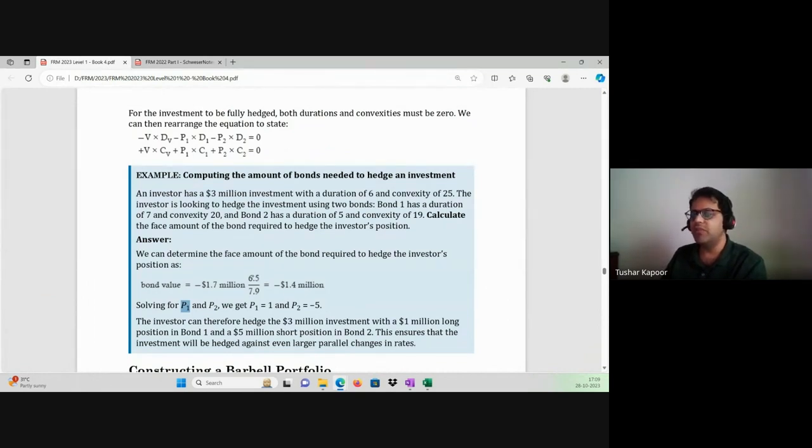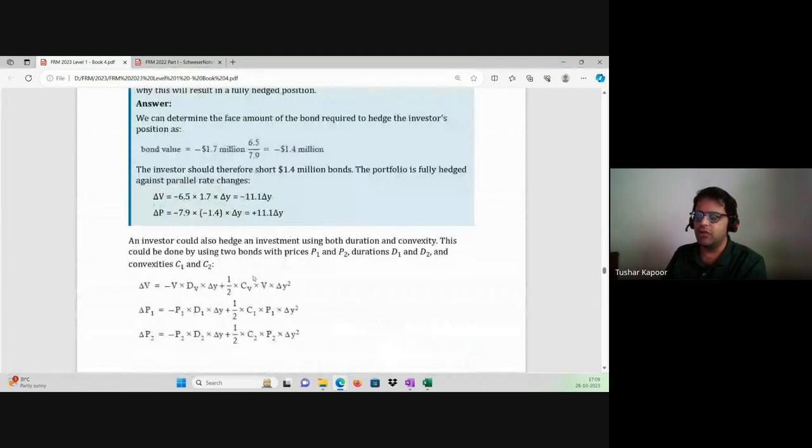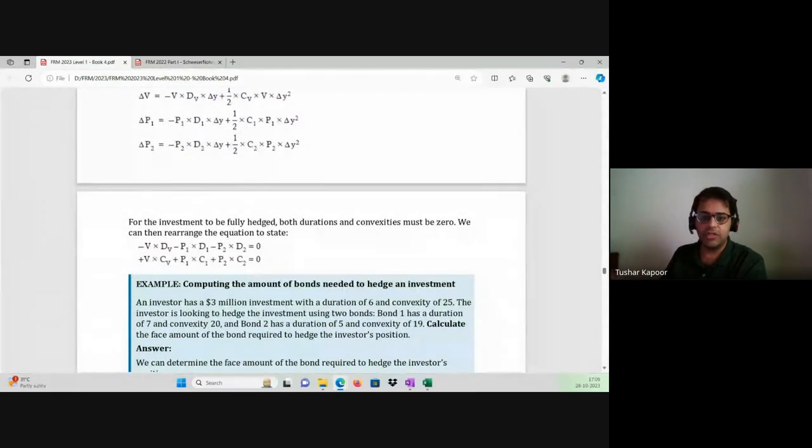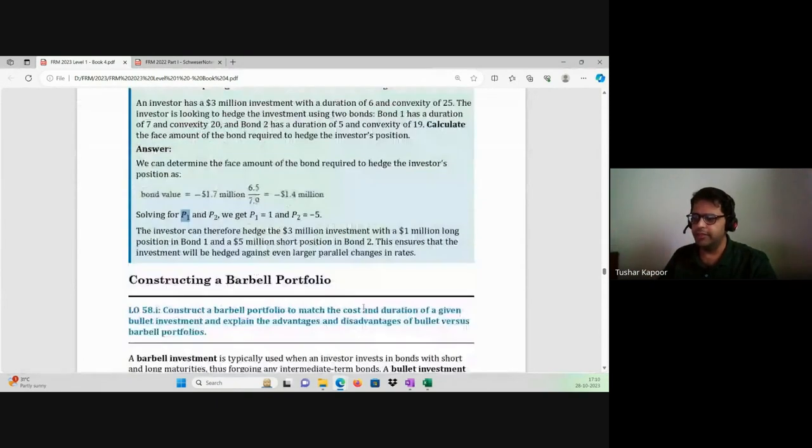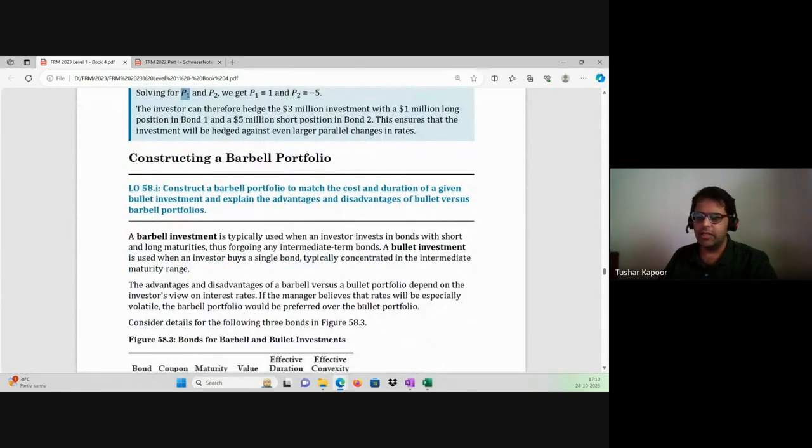This ensures that the investment will be hedged even for larger parallel changes in rate. So the point here is larger. The earlier calculation was based only on duration and had nothing to do with convexity. This one is different because it talks about duration and convexity. So we say that the portfolio duration should match the duration of the new hedging instruments, and the portfolio convexity should match the convexity of the two hedging bonds, bond A and bond B here. So this is where it stands. Now let's go to the next example of constructing a barbell portfolio.